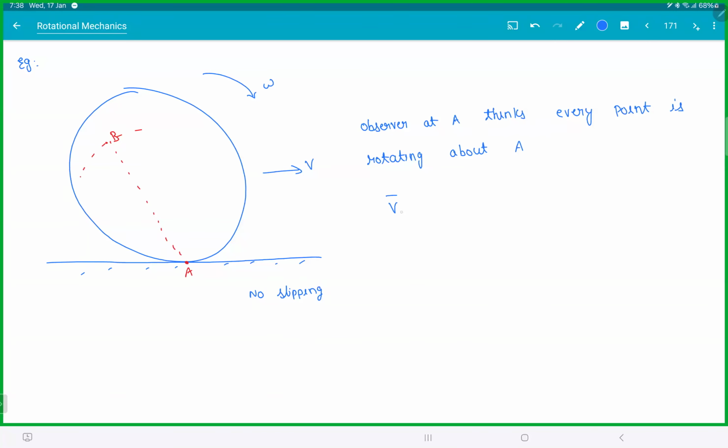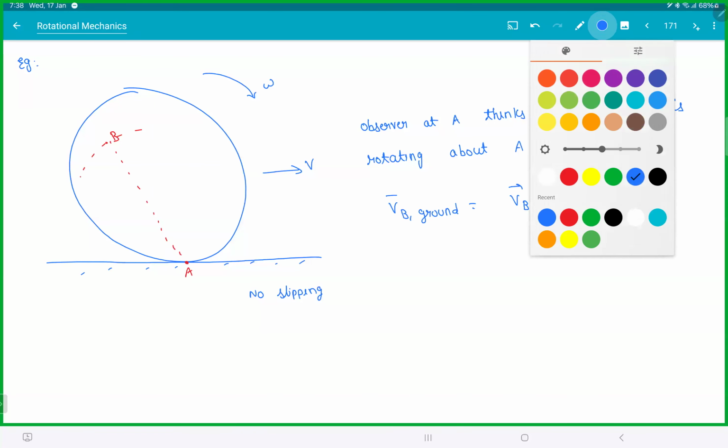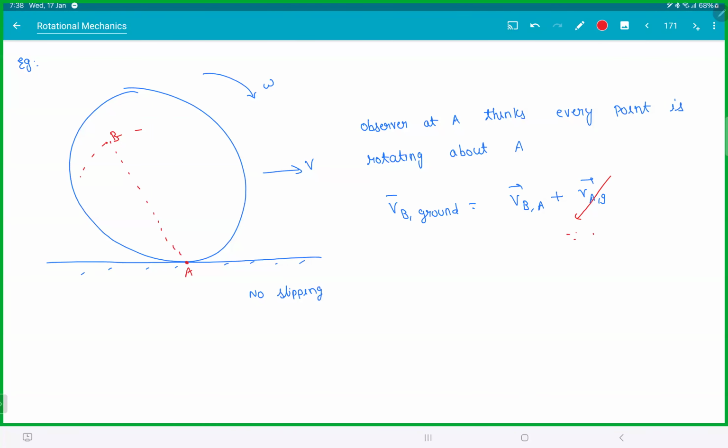So if you take velocity of B with respect to ground, it is velocity of B with respect to A plus velocity of A with respect to ground. But since it is not slipping, this term is 0. So doesn't that mean velocity of any point with respect to A is the velocity of any point with respect to ground, isn't it? So that means when you stand on A and look at any point, what you are getting is actual velocities now. Is that making sense?